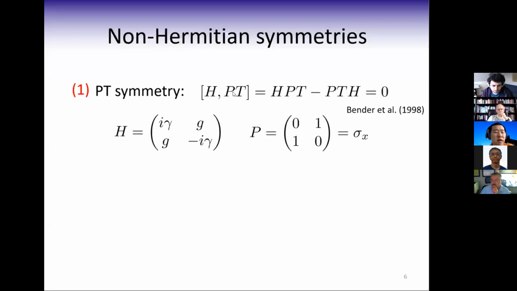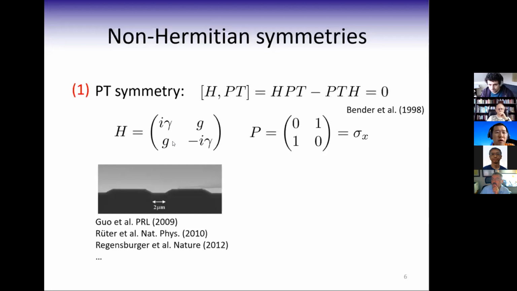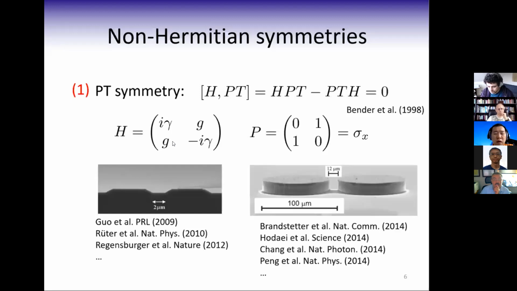This is the simplest Hamiltonian we know, a 2x2 Hamiltonian. Here the parity is just the sigma x operator from the Pauli matrices. On the diagonal elements, we have the gain and loss, depending on your definition of signs. So this one may be gain, or this one might be gain. But for the off-diagonal elements, we have just real-valued couplings. In photonics, there are many systems you can use to realize the symmetry. Two popular platforms are coupled waveguides and coupled optical microcavities. I won't talk about these since you're already familiar with them.